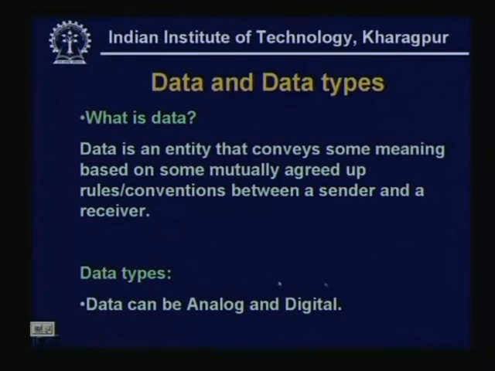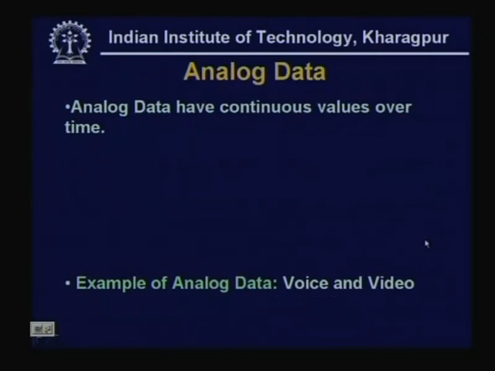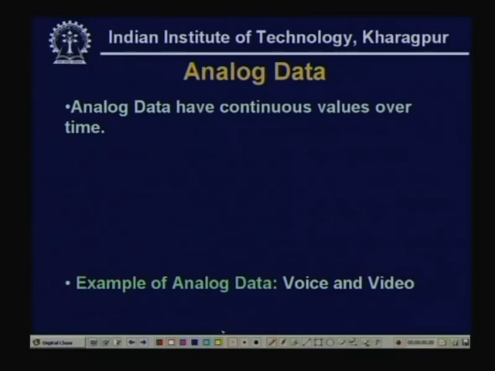Now, the question is, what are the different types of data possible? Data can be either analog or digital in nature. So, data can be either analog or digital. Analog data have continuous values over time. That means, suppose this is the time domain representation of some data, so it has continuous values over time.